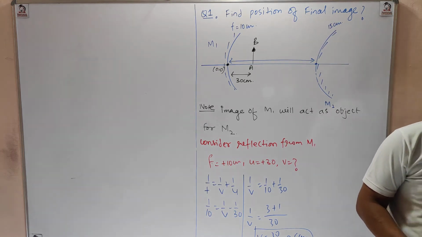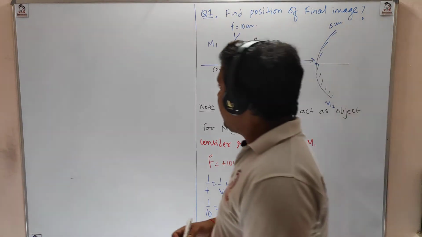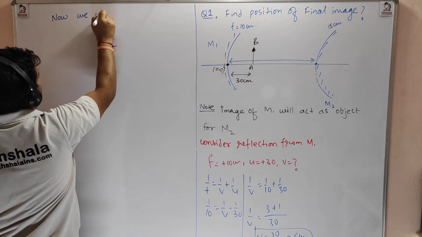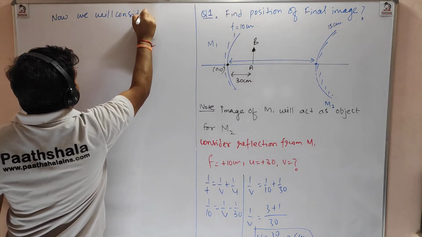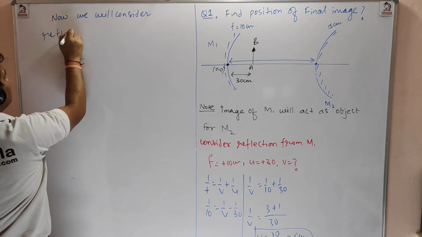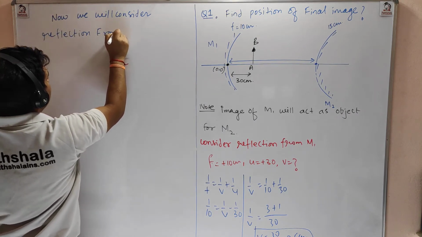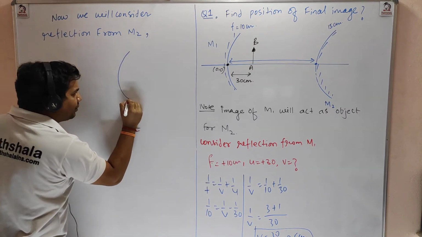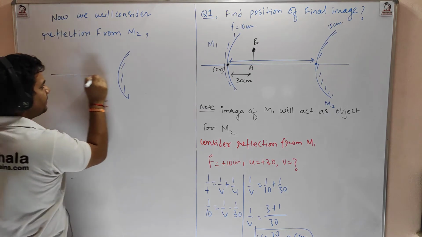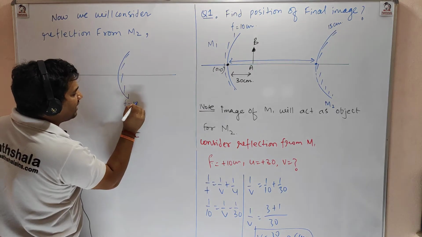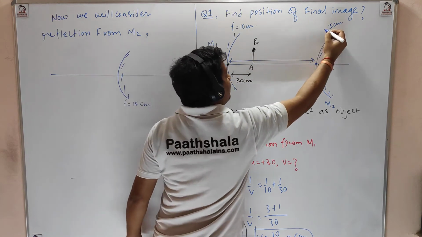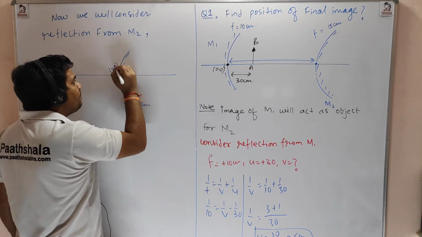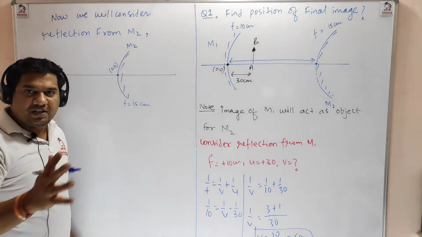Now in case 2, we will consider reflection from M2. Okay, now let's take only M2 and ignore M1. M2 is a convex mirror of focal length 15 centimeter. It is given in the diagram. The focal length of the second mirror is 15 centimeter, and now the pole of mirror 2 is the origin.